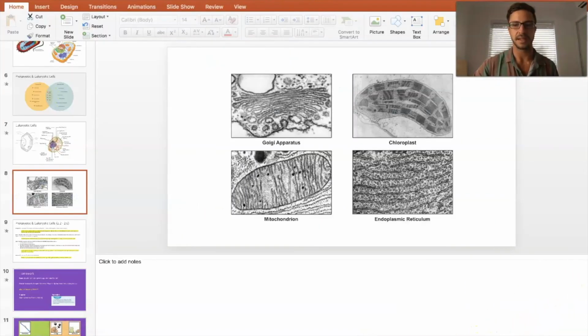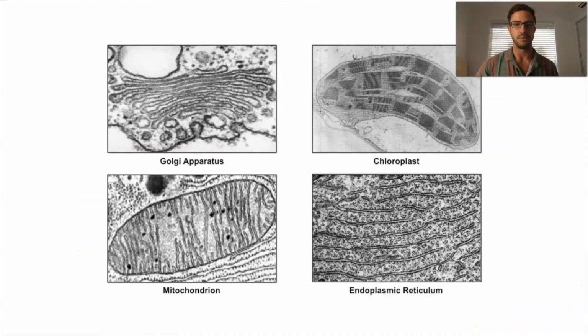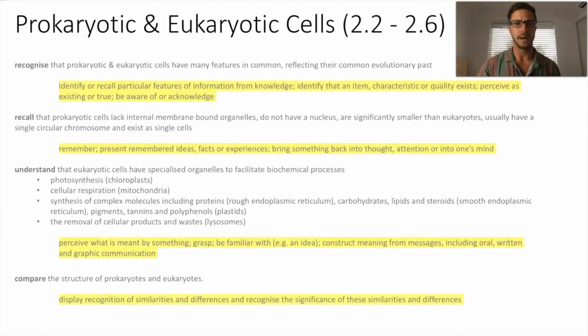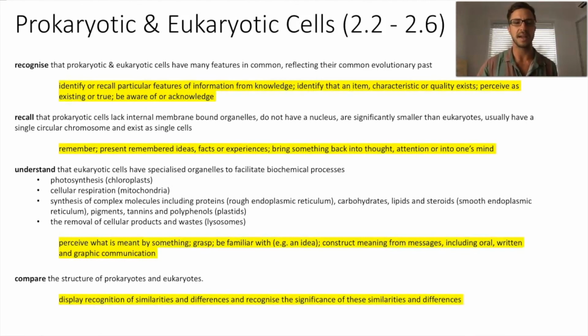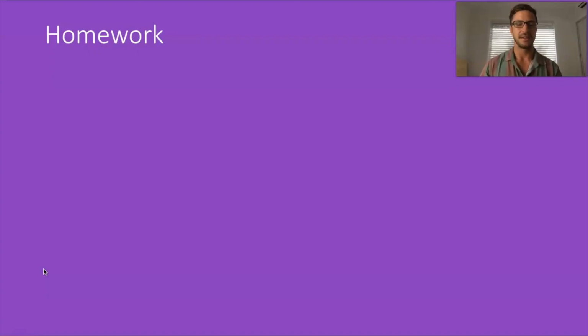So if we get back into this and move on, just to look back at all the learning goals we just covered, we can recognize, recall, understand, and compare. There was a lot of information in this, I know. But if you look at the cognitive verbs, they're not massive. We don't have to necessarily write essays on each one of those things. So, moving on. Homework.